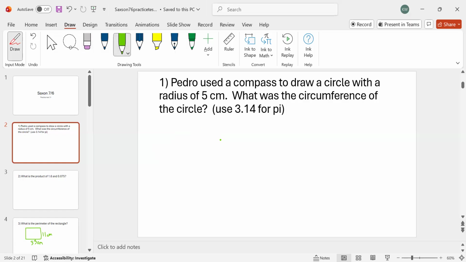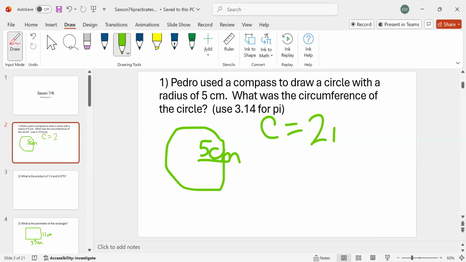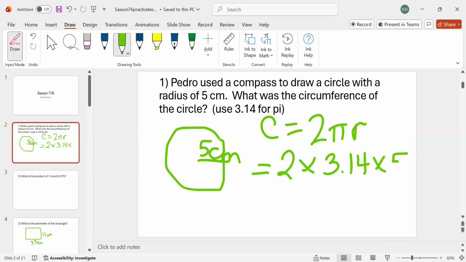All right, I will draw a circle with my finger here. Okay, and it has a radius of 5 centimeters. So what is the circumference of the circle? Remember that the circumference is equal to 2 pi r. So when we calculate that out, we've got 2 times 3.14, which we use for pi, times the radius of 5 centimeters.